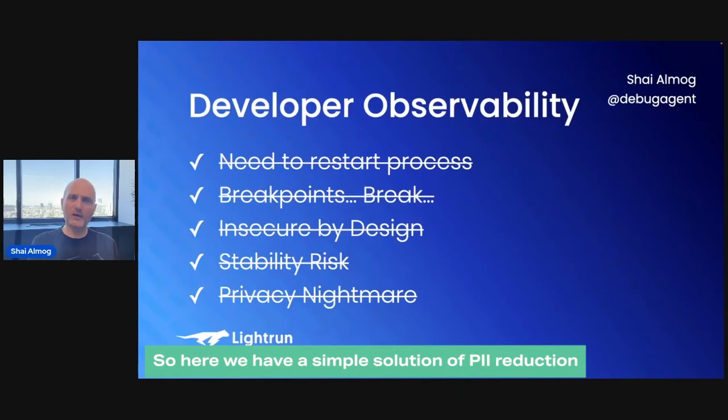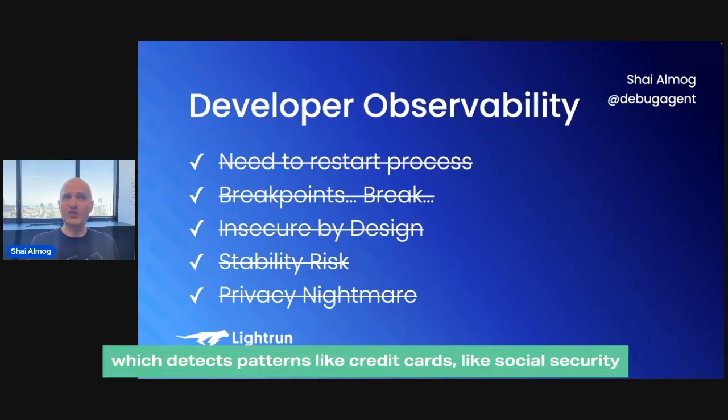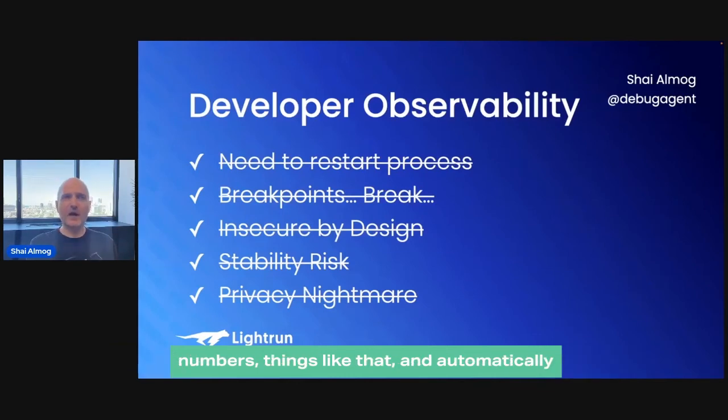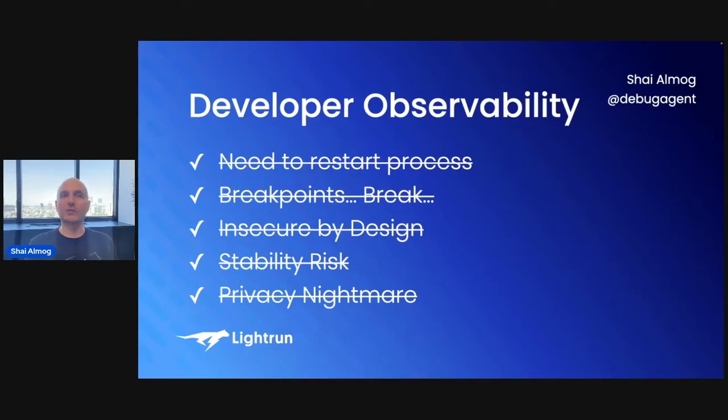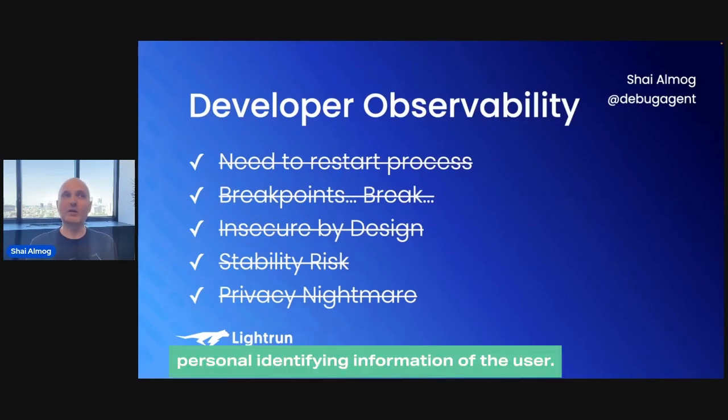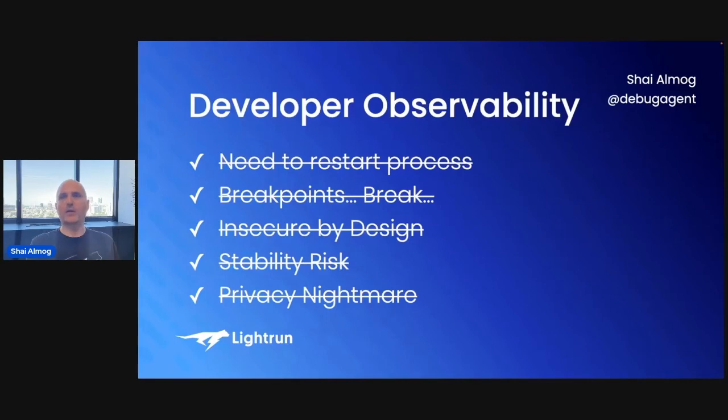So here we have a simple solution of PII reduction, which detects patterns like credit cards, like social security numbers, things like that, and automatically removes them from the log. So you won't accidentally print out personal identifying information of the user. And this is really important legally.